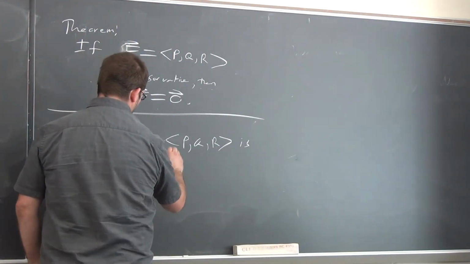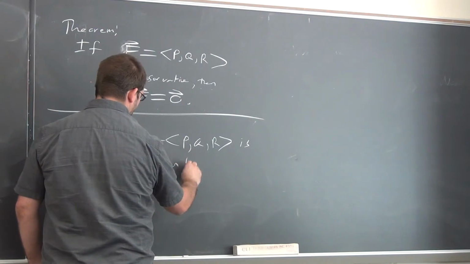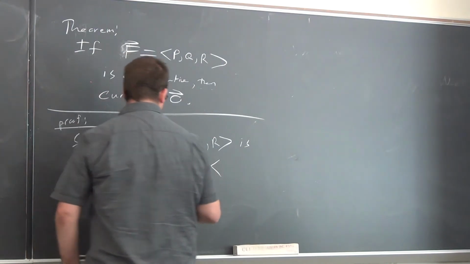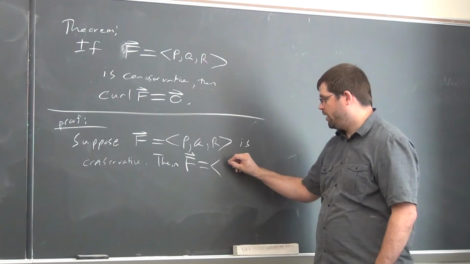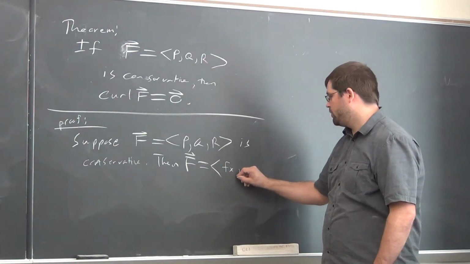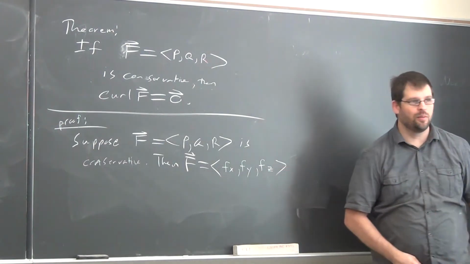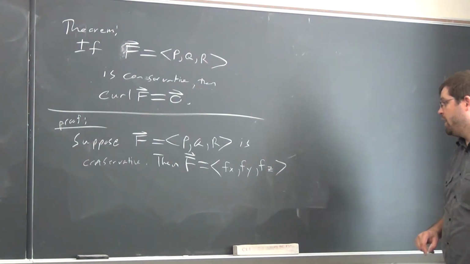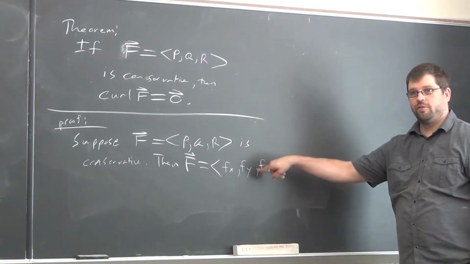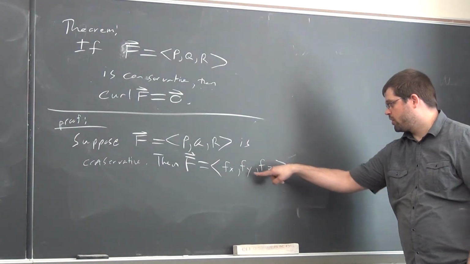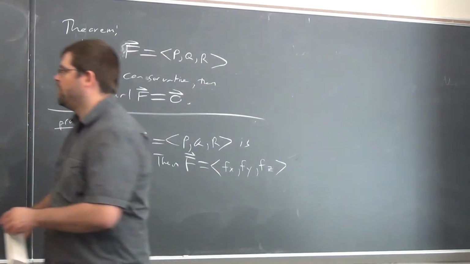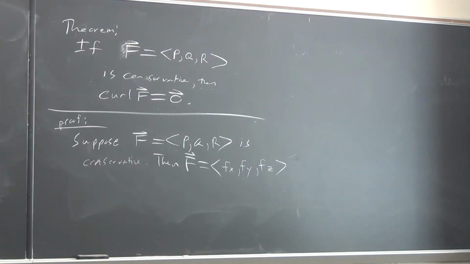So then, I'll just write it this way, then F is, so in particular, the P, the Q, and the R are what? They're little f sub x, little f sub y, and little f sub z. That's what it means to be the gradient, right? And so now let's just compute the curl of this, the curl of this gradient. I think I didn't prove the curl of the gradient is 0. Maybe I should have back then, but let's just do that. So then the curl of this f.